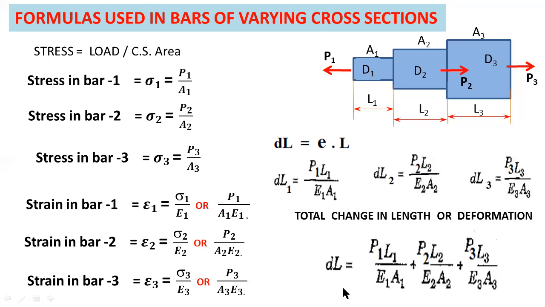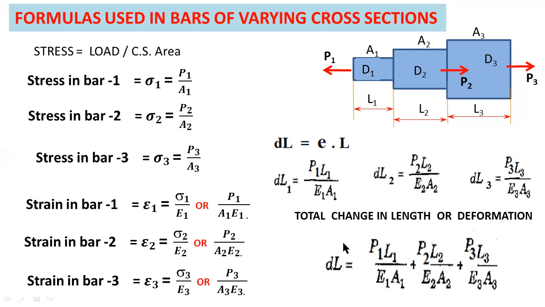Total deformation or total change in length. In case of tensile loads, we consider it as a total increase in length. For example, in case of compressive loads, you may consider this formula as a decrease in length, total decrease in length. So here there is one important condition, that is positive sign and negative sign. Here the positive sign means tensile load, and negative sign means compressive load.